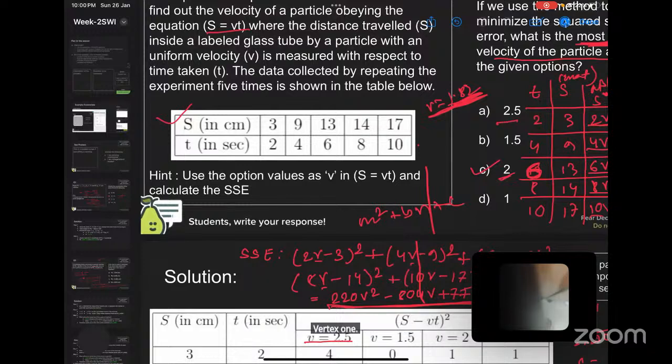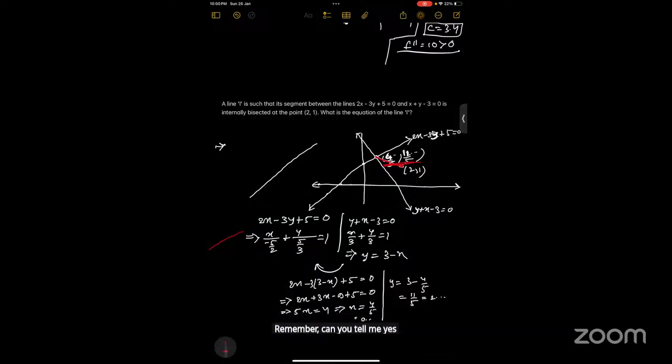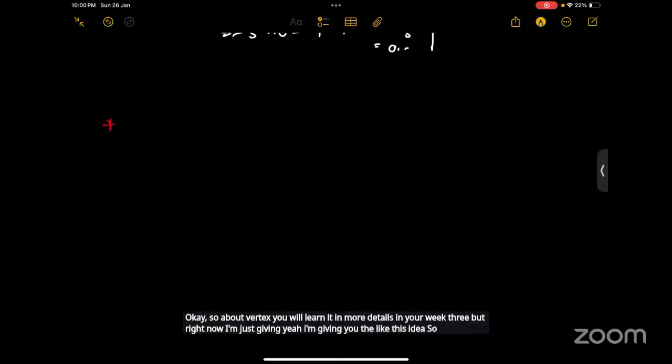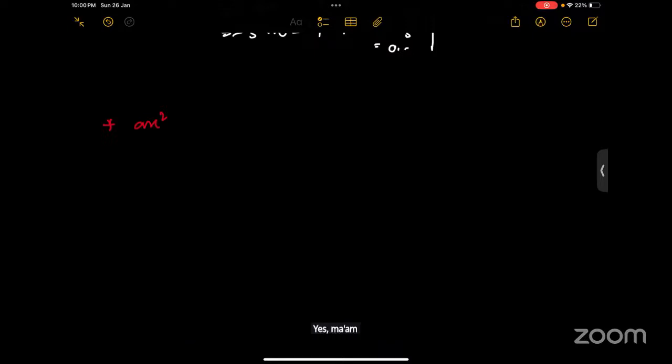The vertex one. Okay. About the vertex, you will learn it in more detail in your week 3. But I'm giving you the gist. The general form of a quadratic equation, my screen is visible, right? Yes, ma'am. It is ax square plus bx plus c equals 0. And you have two different options. A quadratic equation will look like a parabola. If a is positive, then you will get a parabola in the upward direction, and if a is negative, then you will get a parabola in the downward direction.